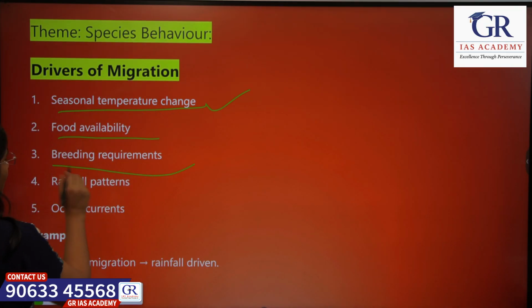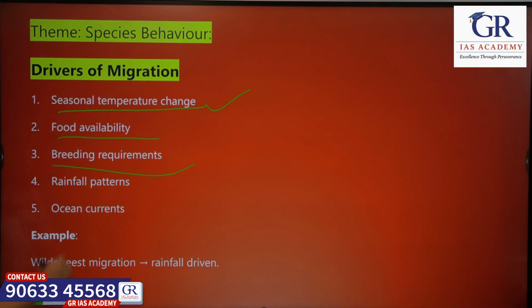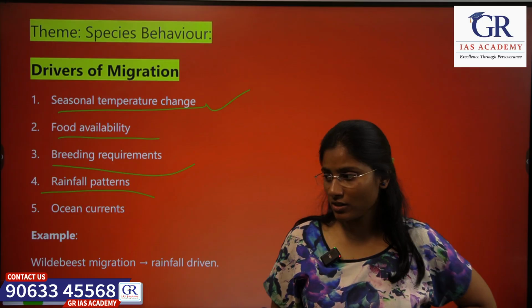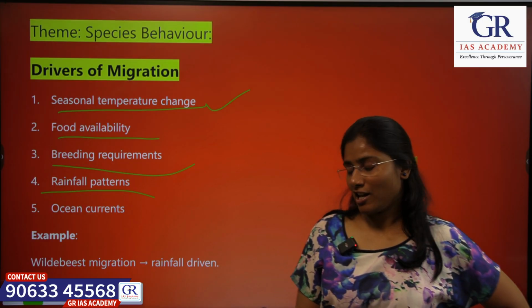So that is one reason. And then comes rainfall patterns. Usually herbivores do that because they have to feed on the grass.